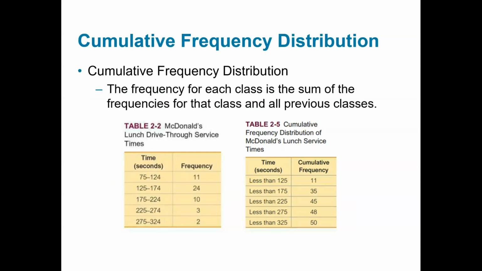Cumulative frequency. Cumulative means all of the ones before it. So the frequency for each class is the sum of the frequencies for that class and all the previous. So notice that they changed this. It says less than 125. They're using the upper limit of that before it. And then everything that's under 125 would be 11. How about under 175? Well, that's both of these, and that's how they came up with 35. And so they add it up, and that's how you get the cumulative frequency.